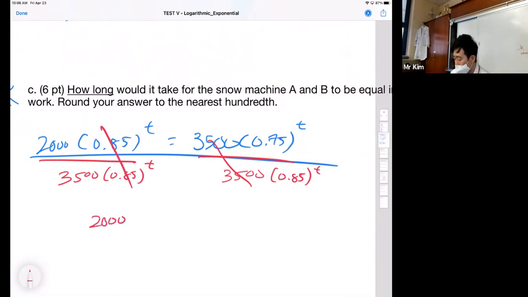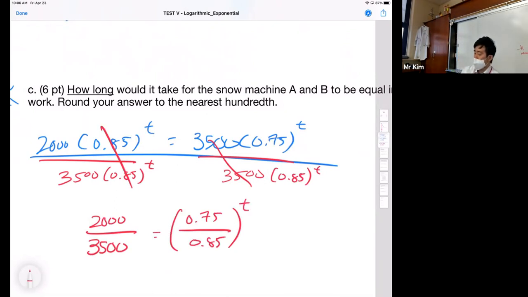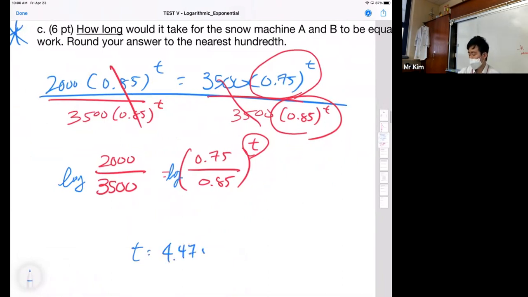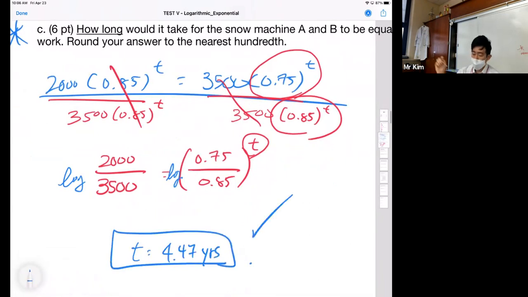So I get 2,000 over 3,500 equals 0.75 over 0.85, the entire thing raised to T, because that means the same thing as doing these two separately. That was the key here. So I'm isolating T in one location, then you can take the log on both sides of the equation and solve it. Eventually you'll find that T is 4.47 years. That was the correct answer here.